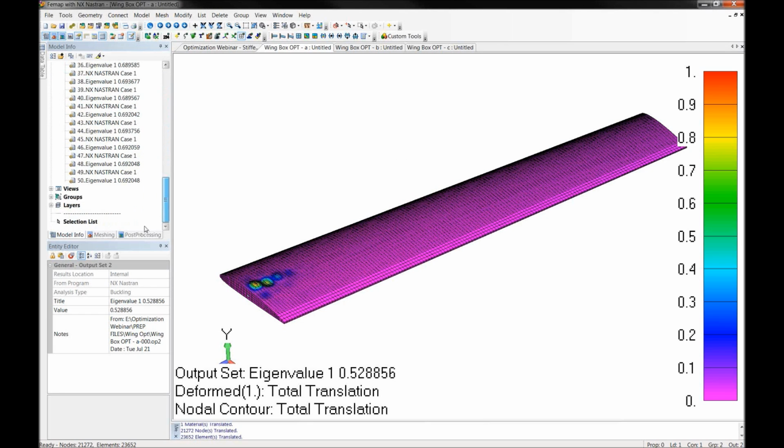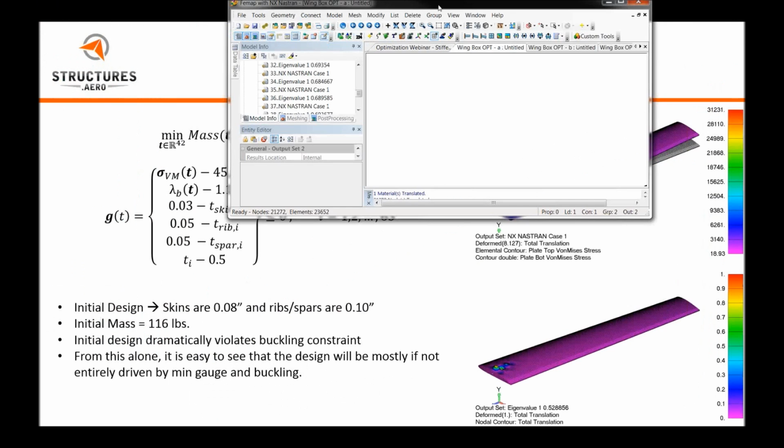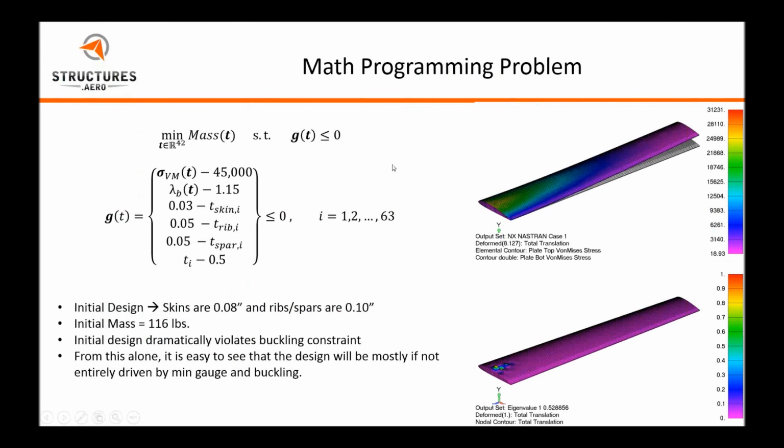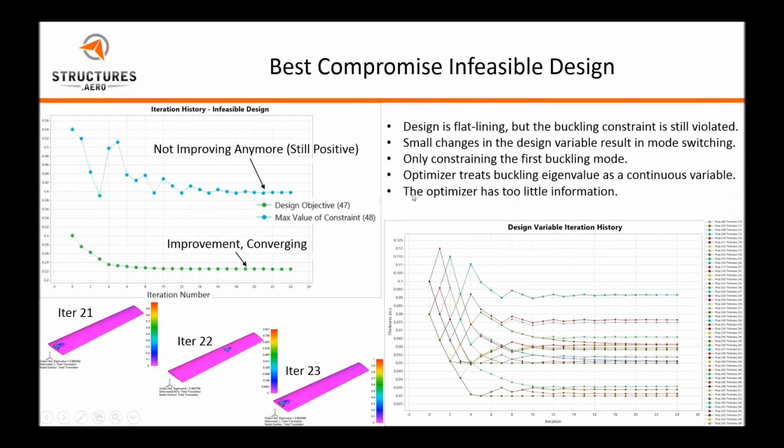I went ahead and did it because it takes a little while to run. And I'm going to switch back to the PowerPoint briefly because I already have all the results pulled. But we chart it the same way. We look for the same things. So when we chart our design objectives and our constraint, we see it flatlining, we see it converging, which is good. But notice that our constraint on our buckling eigenvalues is positive. That means it's infeasible. Okay?